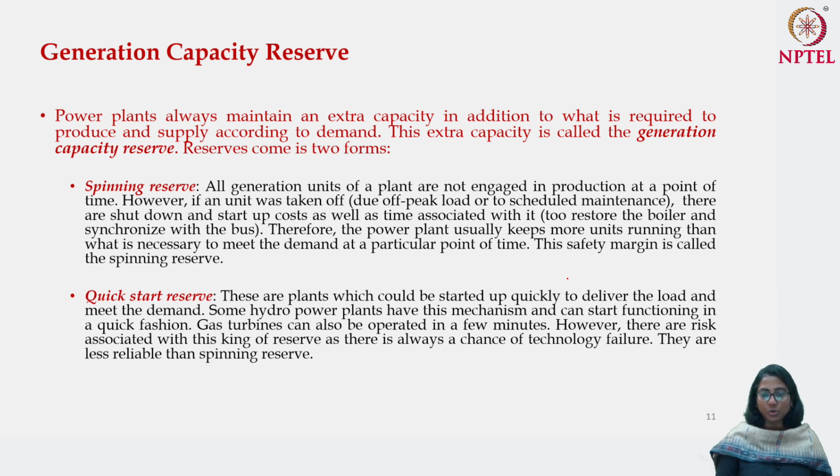Some hydro plants do have this kind of mechanism and can start functioning in a very quick fashion, so you don't need to wait for 8 hours. Gas turbines can also operate in a similar manner. However, in the case of this quick start reserve, there is always a risk if the generator unit doesn't start. If there is malfunctioning, then what happens? So oftentimes it's said that the spinning capacity reserve is a much more reliable option as compared to the quick start reserve, although you can see that they are often utilized in a very different context or with respect to different technologies.